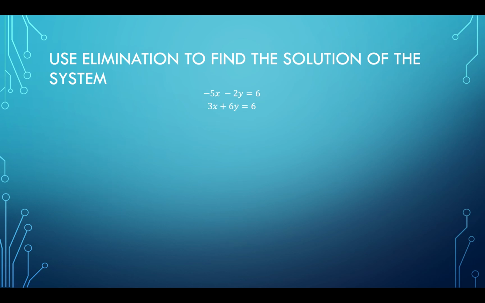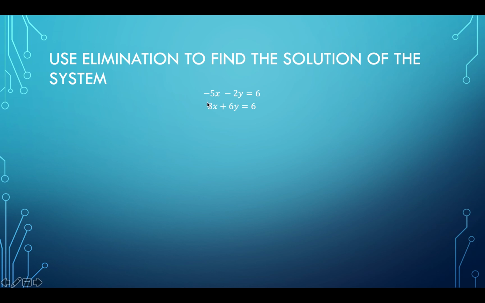Let's try this one. What's a little special about this one is neither of them are going to cancel out right away with itself, because we have a negative 5x and a 3x. Well, those x's aren't going anywhere. And then we have a negative 2y and a positive 6y. They're not going anywhere either.